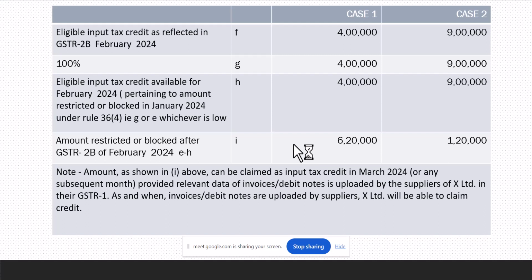Amount as shown in 1 above can be claimed as input tax credit in March 24 provided relevant data of invoices debit notes is uploaded by the supplier of X Limited in their GSTR1. As and when invoices debit notes are uploaded by supplier X Limited will be able to claim credit. So इसका मतलब ये है नेट कि जो आपके GSTR2B में ऑटो पॉपुलेट हो गया है, आपको सिर्फ उतना ही क्रेडिट मिलेगा उस महीने में.